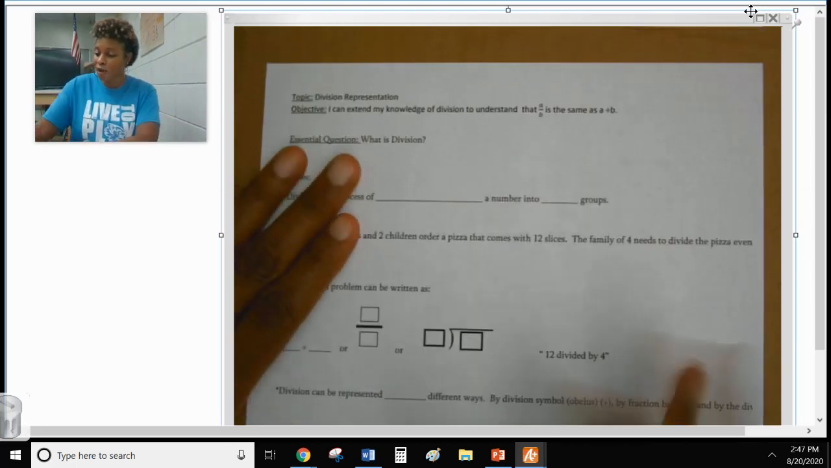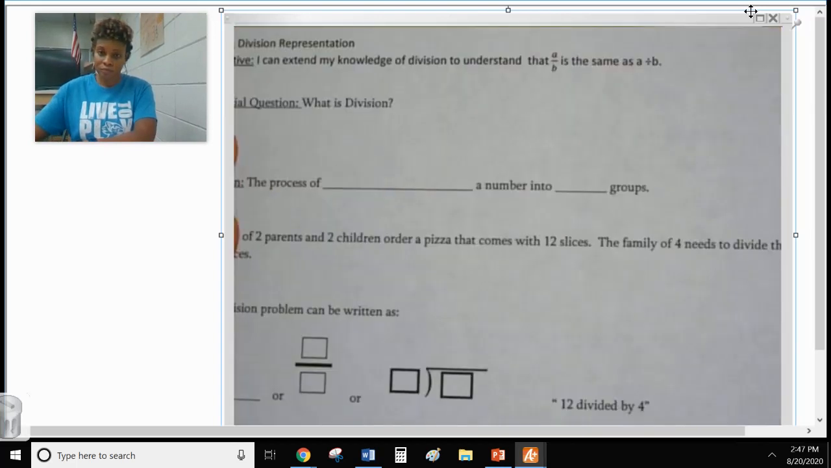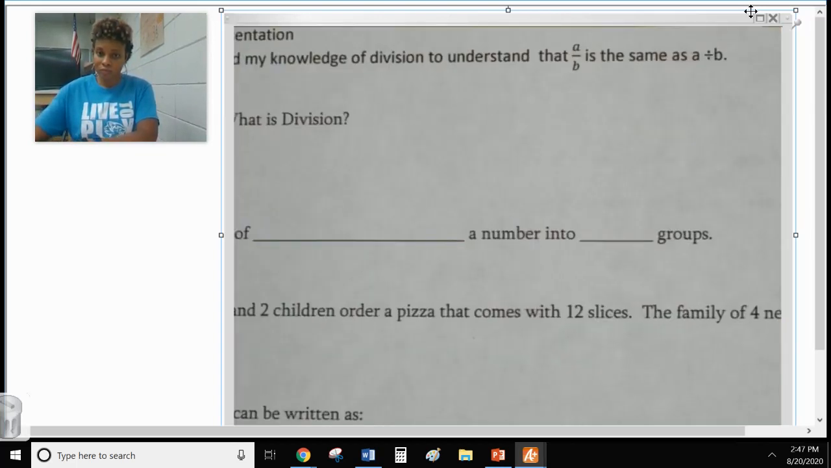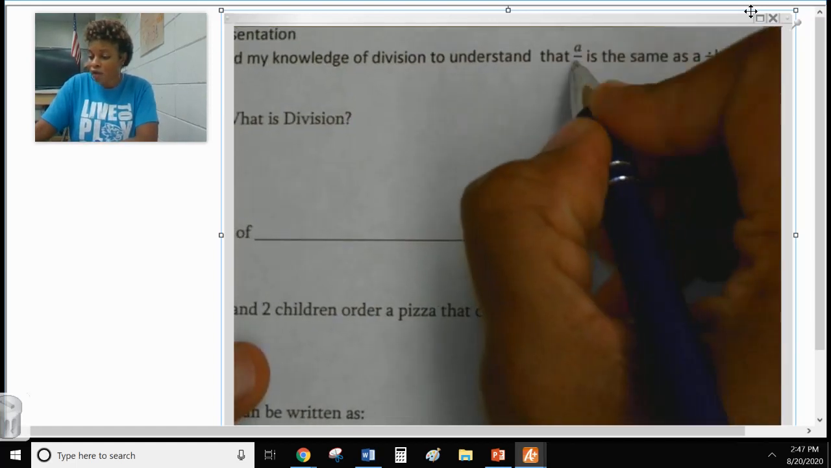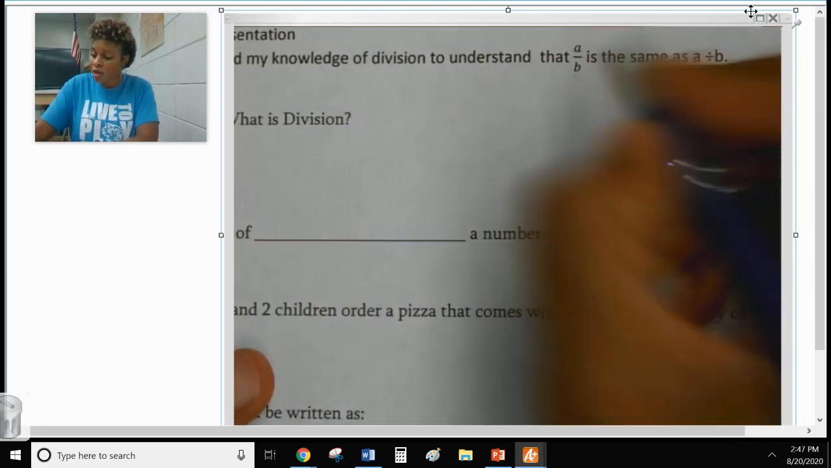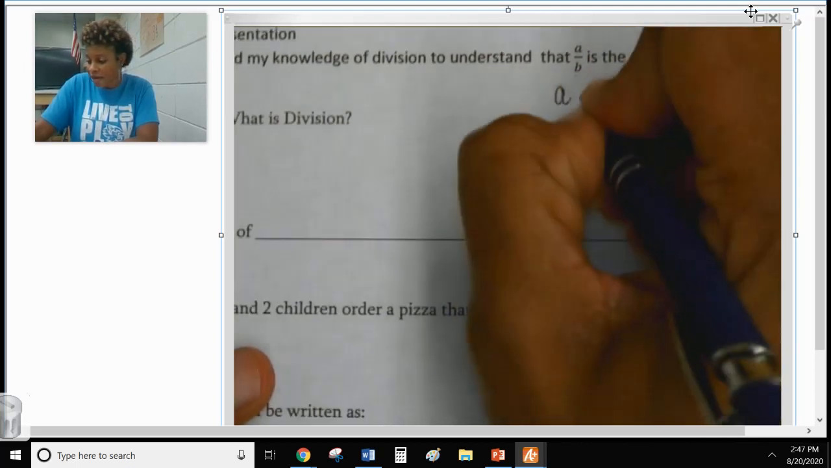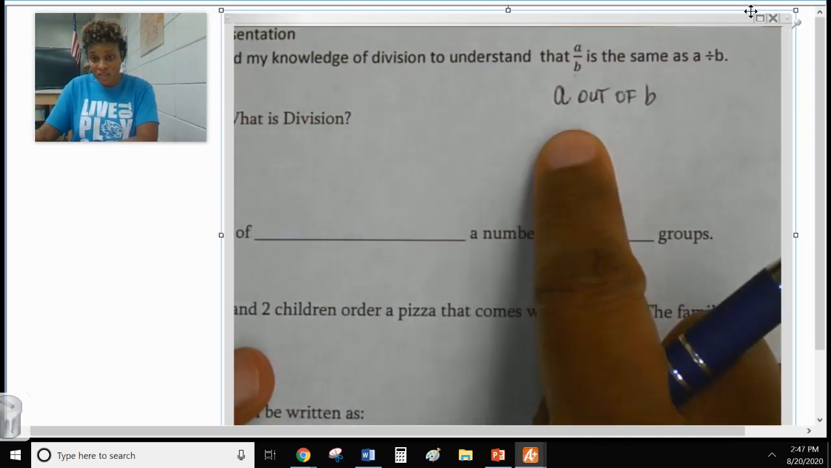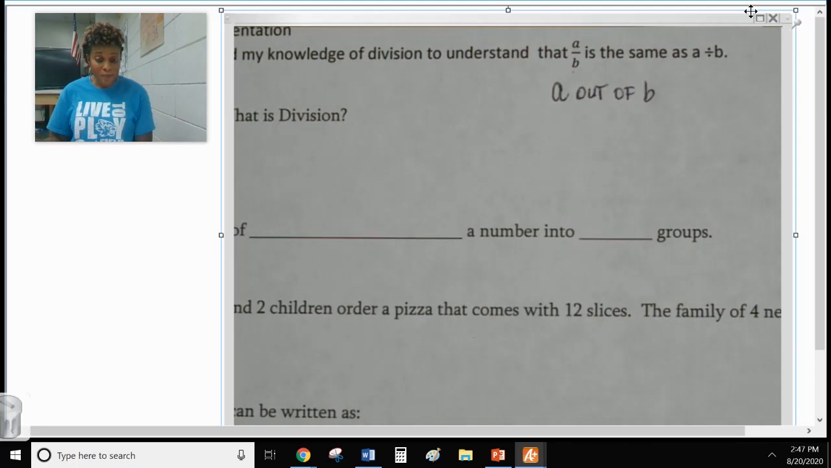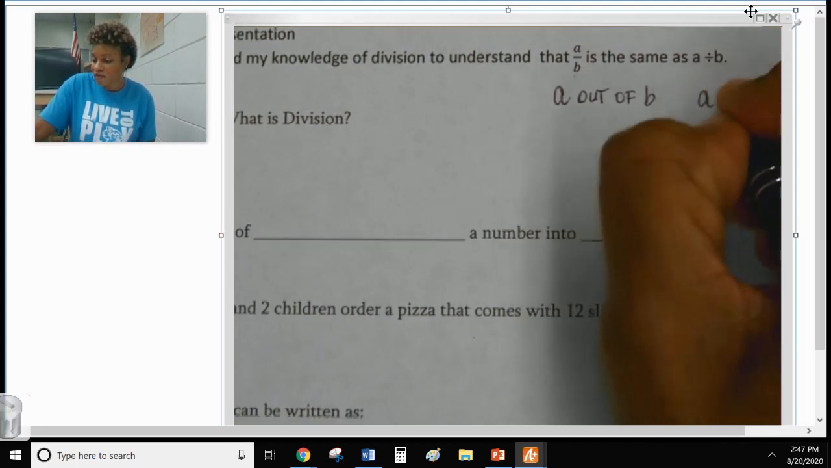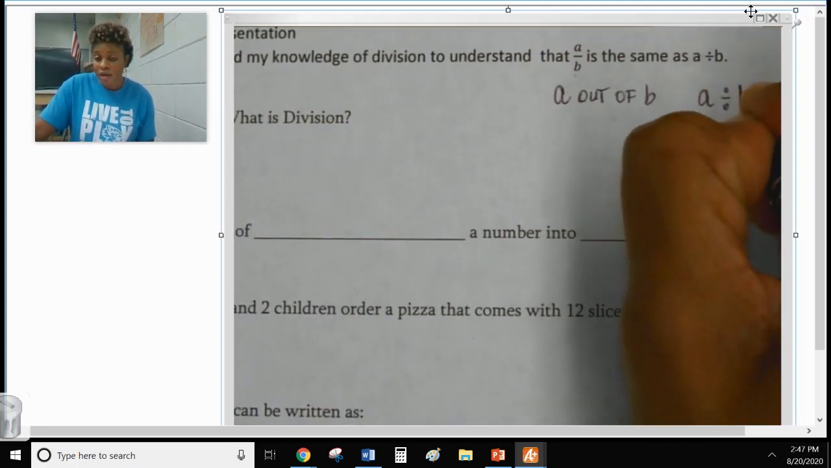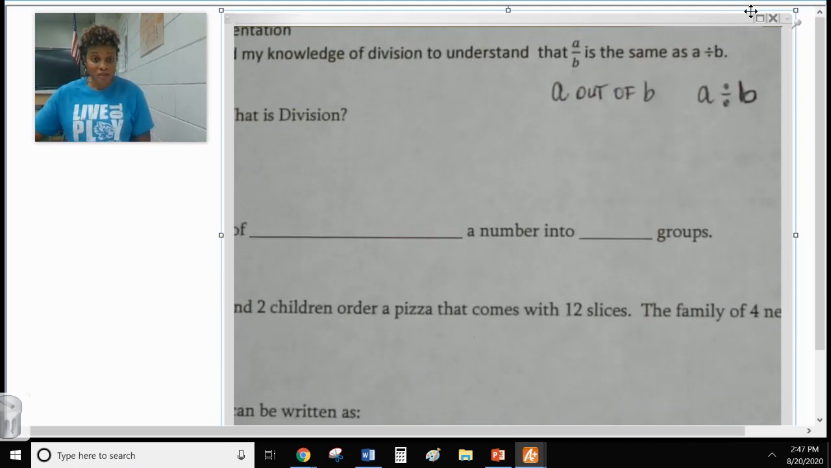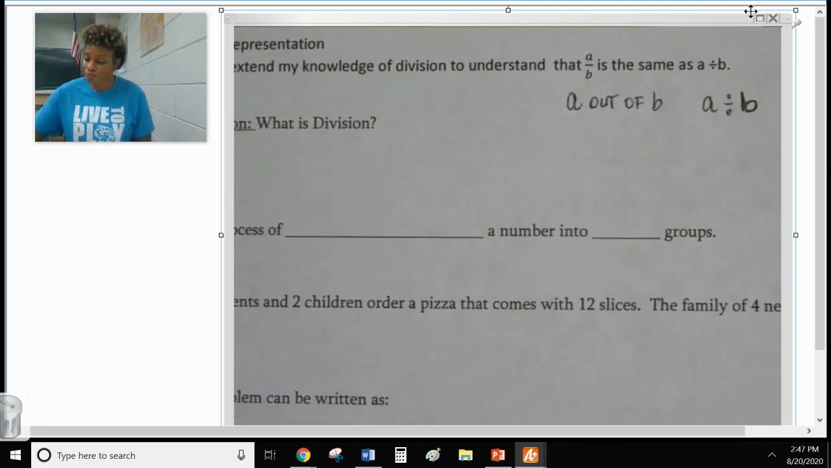So our first problem says, A over B. That's how you normally would say A over B. But we're going to say A out of B. This is a fraction, A over B. You've seen it like this several times, but it's actually a division problem. It means A is being divided by B. So fractions are division. I know, who knew? Fractions are division.